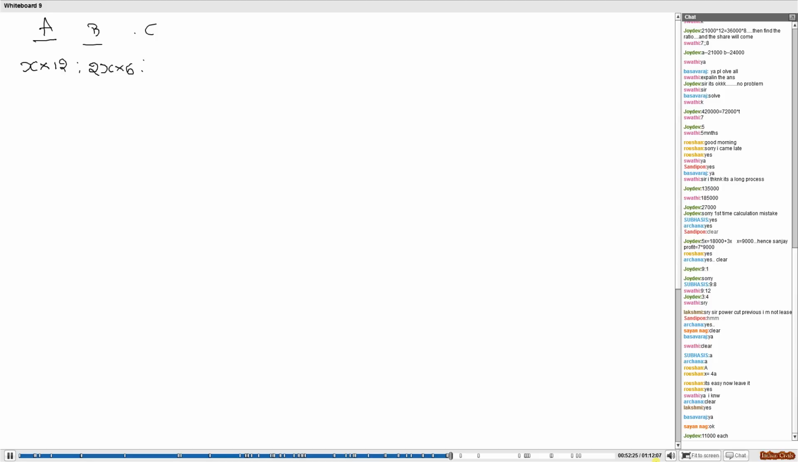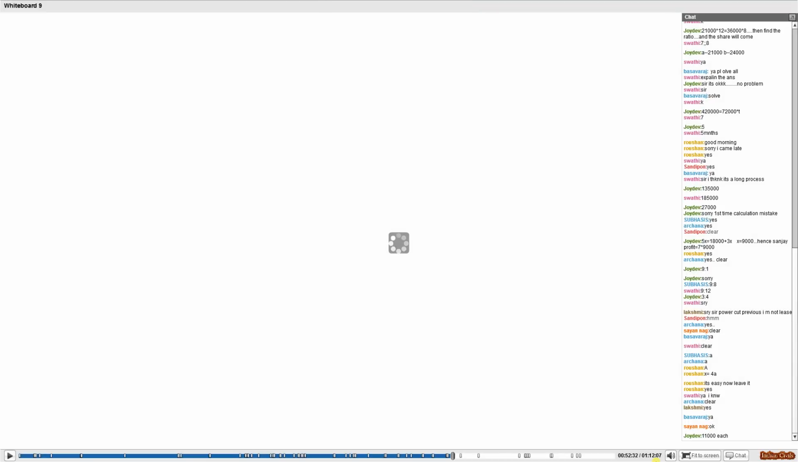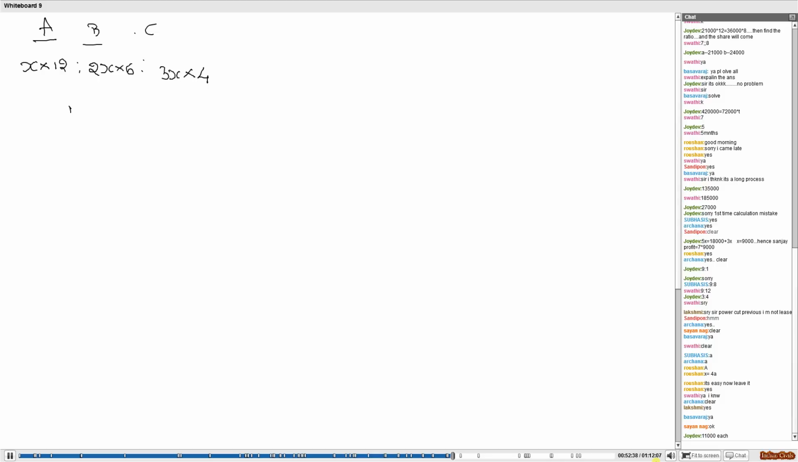So C invested triple the money. Is it triple? Triple the money after how many months? For only 4 months. We'll get 1:1:1. So the total profit given is 33,000 rupees. So share of each, divided by 3, will get 11,000 rupees each.